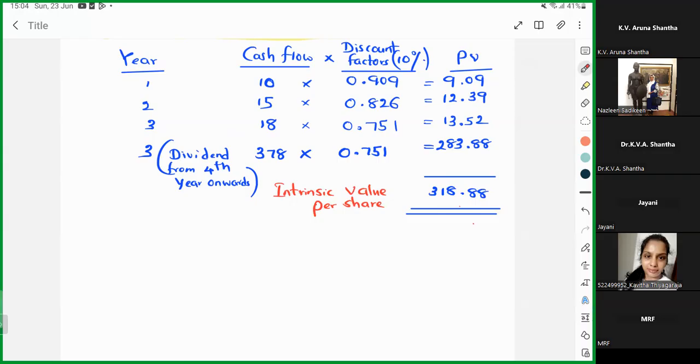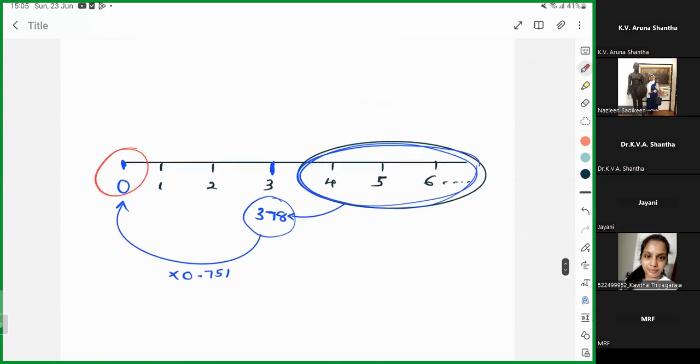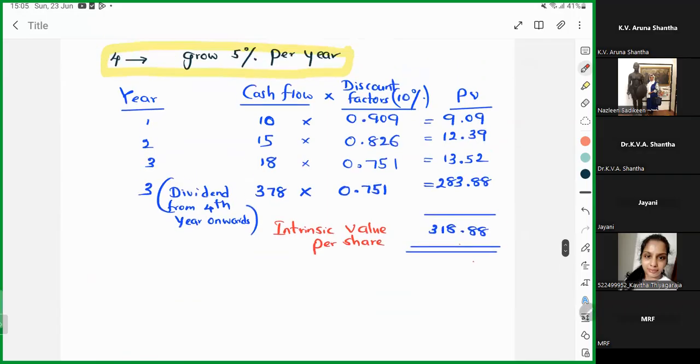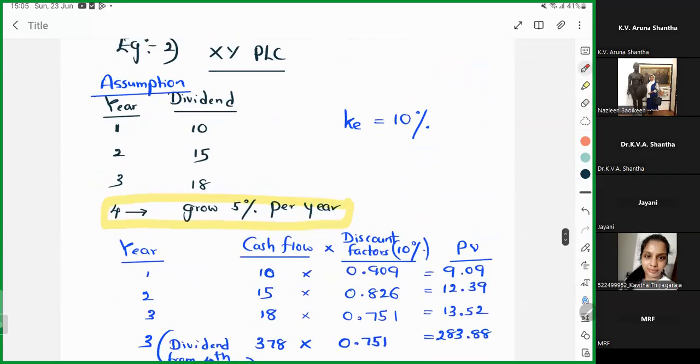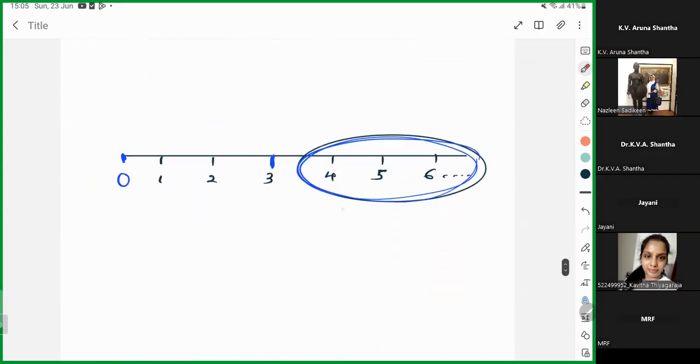Sir, can you explain again the third year, how we get the third year 378? Yes. Now here, first 3 years dividends we have forecasted. Right. Now you see again, first 3 years dividend we have forecasted. Then the question assumes dividend grows by 5% per year from the fourth year onwards. From the fourth year onwards, dividend grows by 5% per year. Then you can apply the growth model from the fourth year onwards.